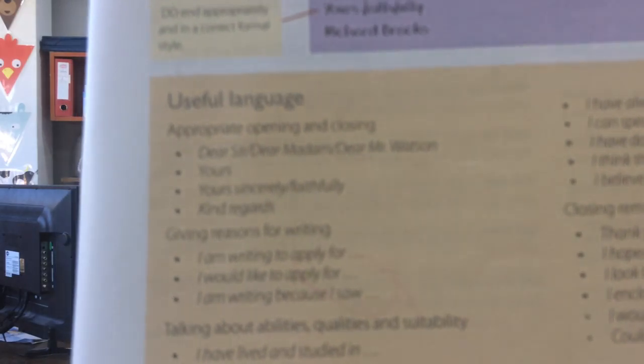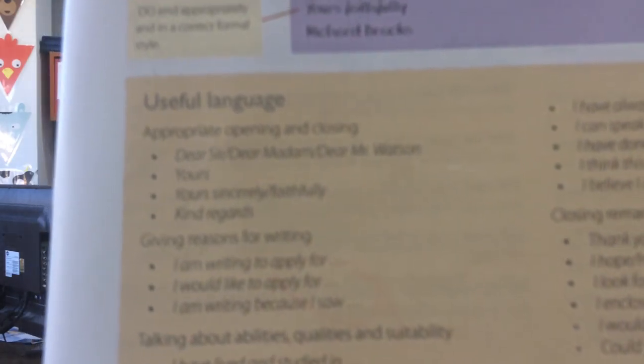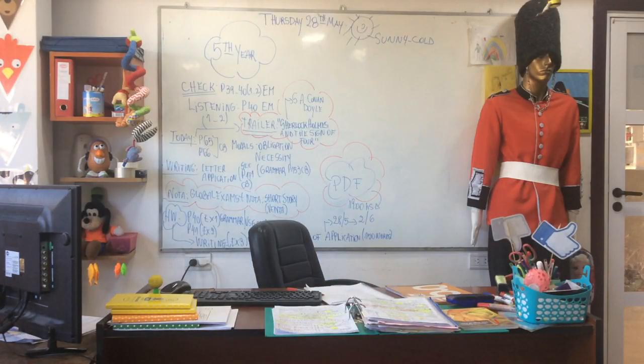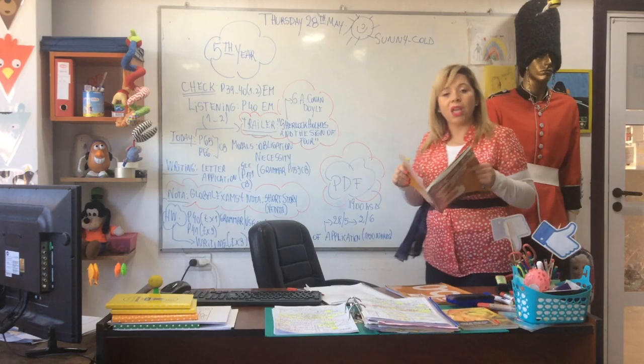Opening and closing vocabulary. Giving reasons: I'd like to apply for, I am writing because I saw. Talking about your abilities: I have lived and studied in, I have a lot of experience in, I believe I am an ideal applicant, candidate. Closing: I would be grateful for a quick reply. Could you send me some more details? So these are the things you will have to include in your letter.